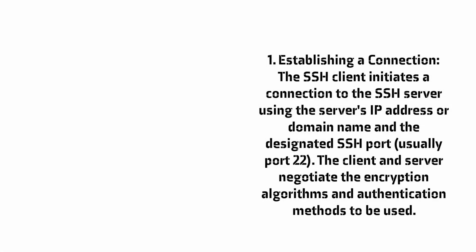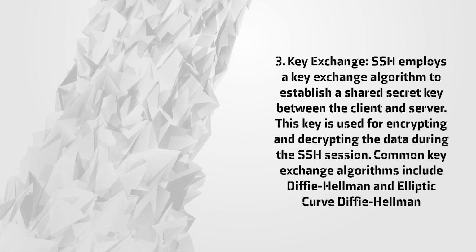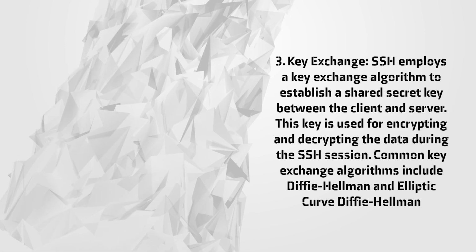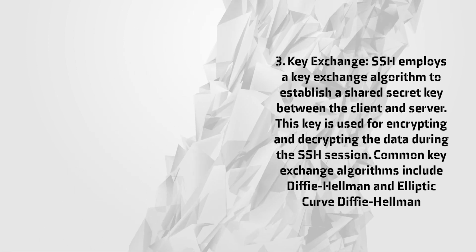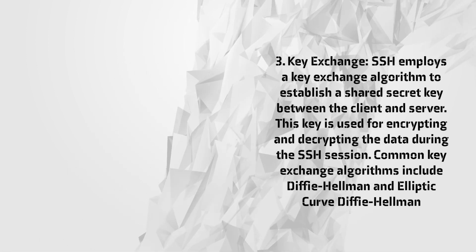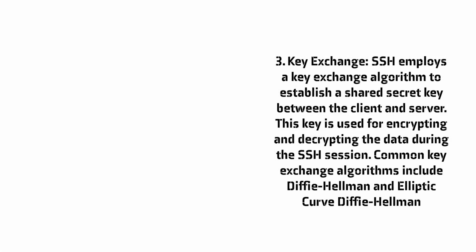2. Negotiation. The client and server negotiate the encryption algorithms and authentication methods to be used. 3. Key exchange. SSH employs a key exchange algorithm to establish a shared secret key between the client and server. This key is used for encrypting and decrypting the data during the SSH session. Common key exchange algorithms include Diffie-Hellman and elliptic curve Diffie-Hellman.